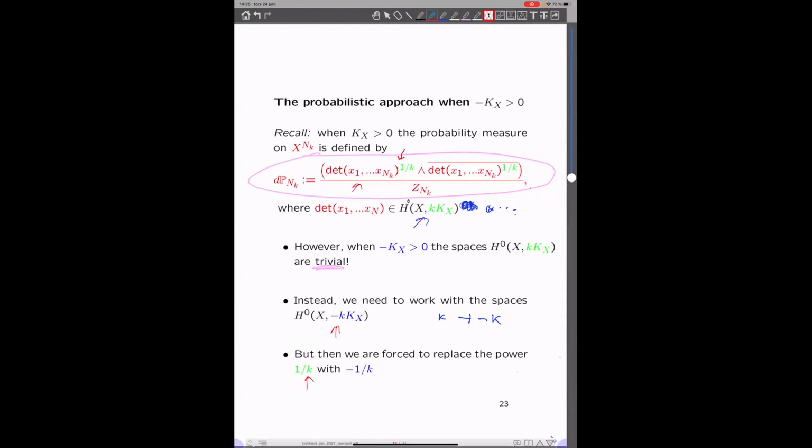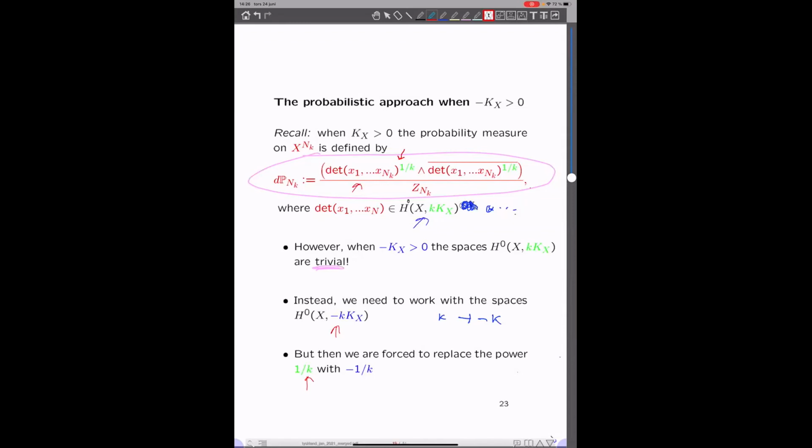But that will not work for a Fano manifold because minus kx is now positive, kx is negative, and these spaces are all trivial. There are no global holomorphic, there are no pluricanonical forms. So what we need to do is just formally replace k by minus k everywhere. Instead of working with pluricanonical forms, I work with anti-pluricanonical forms. They are sections of the tensor powers of the minus canonical line bundle, so sort of multi-holomorphic vector fields somehow.